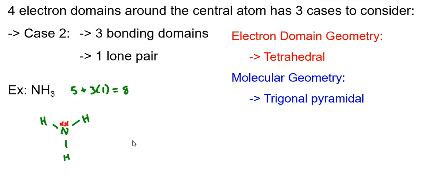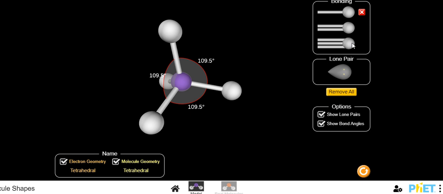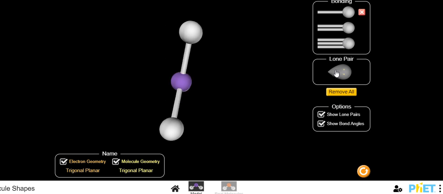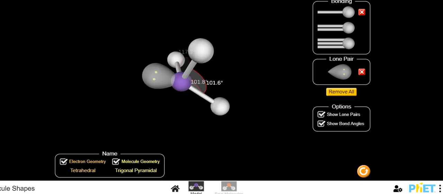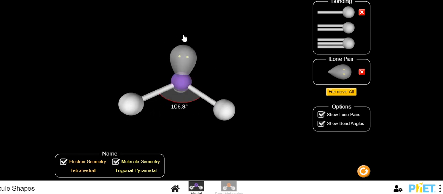So let's go back to a PhET simulation to really see what that looks like properly in 3D space. So here what I want to do is I want to remove one of my bonds and add a lone pair. And here we can see my molecule. This is in the model version. You can see the lone pair on top, and so we get this triangular based pyramid. Thus, trigonal pyramidal is the shape.